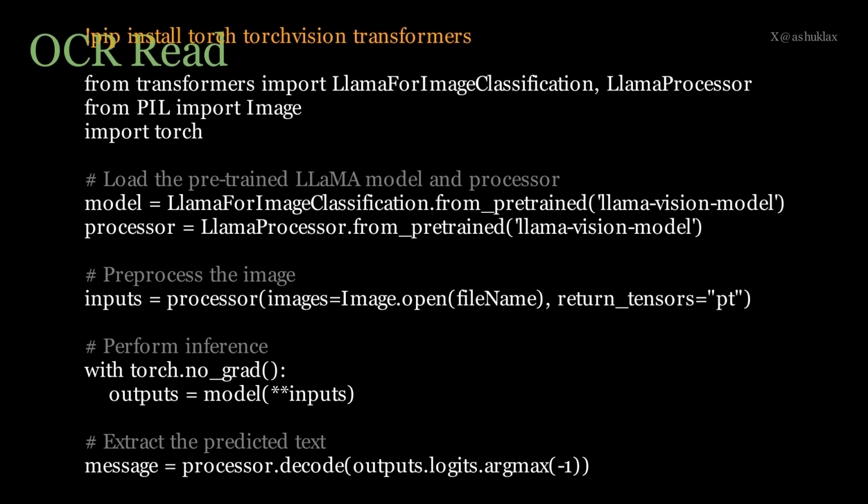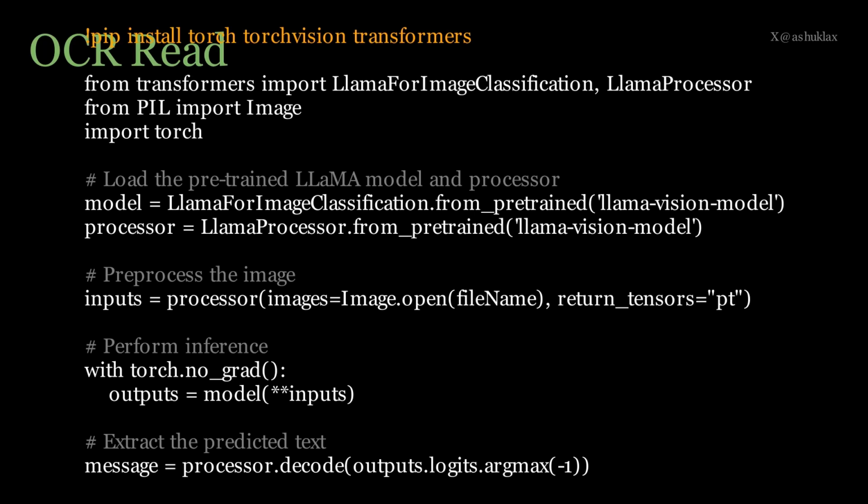What this line is going to do is open the image file specified by the file name and pre-process it using the processor. The pre-processed image is converted into a tensor format. That's what pt stands for: PyTorch tensors. And next you write with torch.no_grad() and outputs equals model, and you pass the inputs there. This block is going to perform the inference using the pre-trained model, in our case the Llama vision model here.